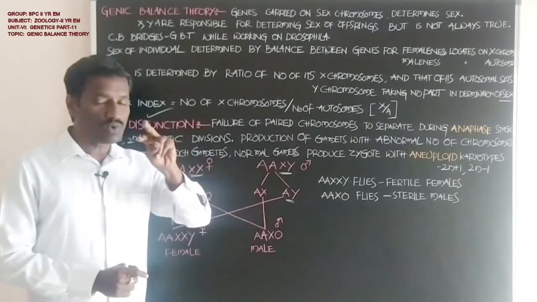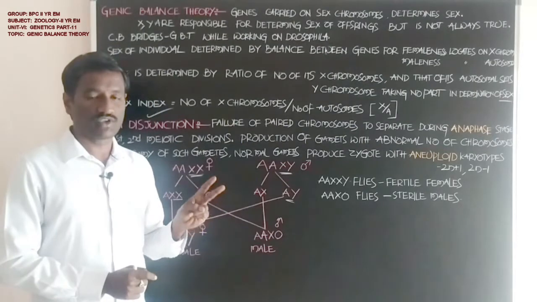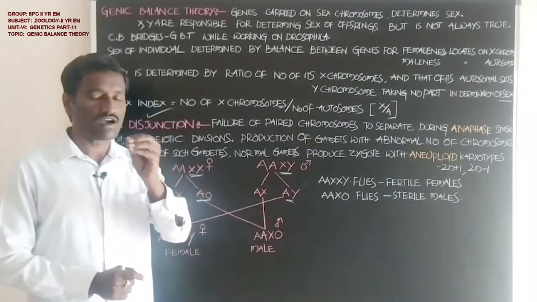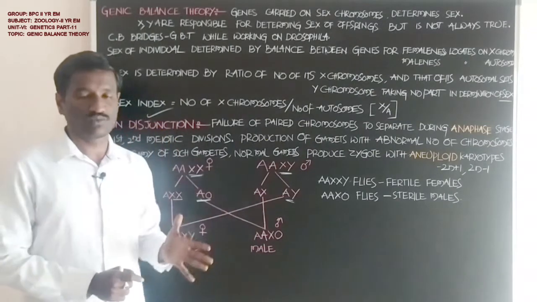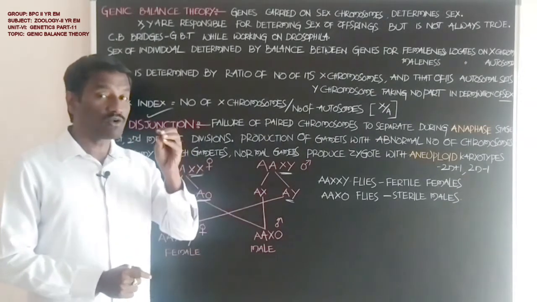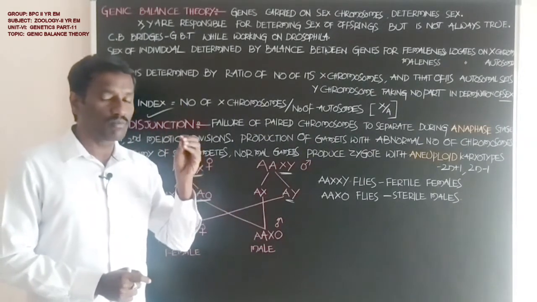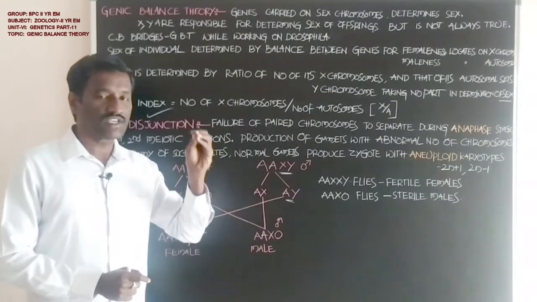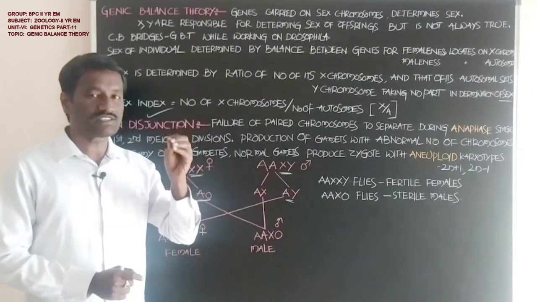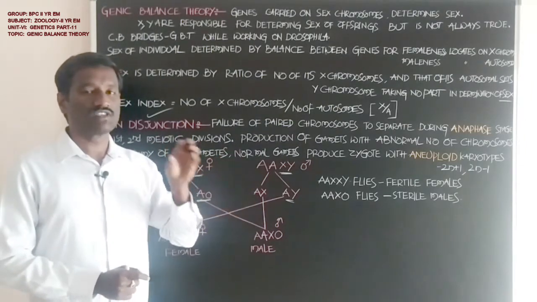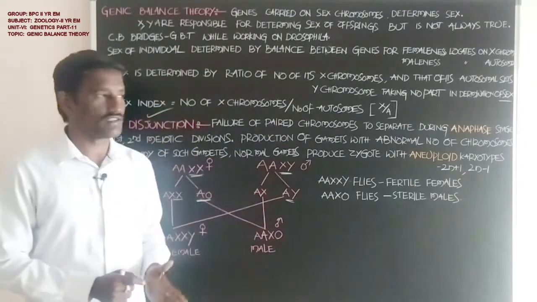by two types of chromosomes. One is the X chromosome, and the other is the autosome. Students, the Y chromosome takes no part in the sex of the individual. The Y chromosome does not determine the sex of the offspring.